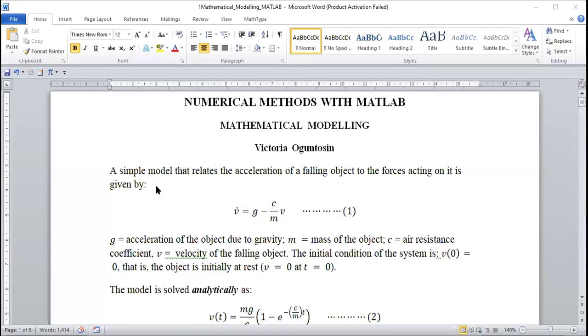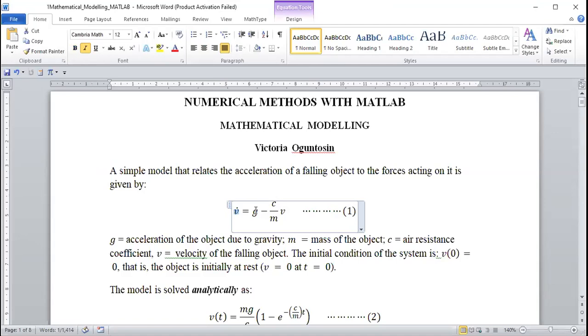So we start with the model of a falling object. This model relates the acceleration of the falling object with the model parameters. We develop the model as V dot is equal to g minus c over m multiplied by v, where g is the acceleration due to gravity, c is a coefficient associated with the air resistance, m is the mass of the ball, v is the velocity, and V dot is the acceleration.